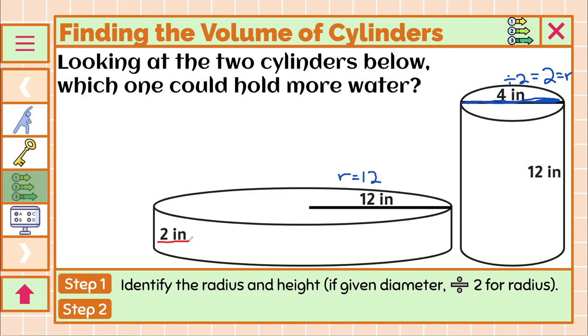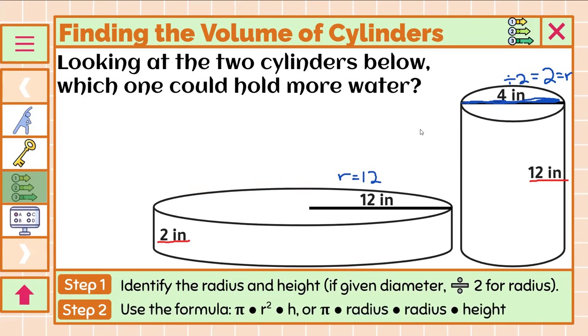It's 2 inches for our short cylinder and 12 inches for our tall cylinder. And that is the first step. We need to find out, well, what is the radius and the height? We have those now. Step 2, we need to use a formula.